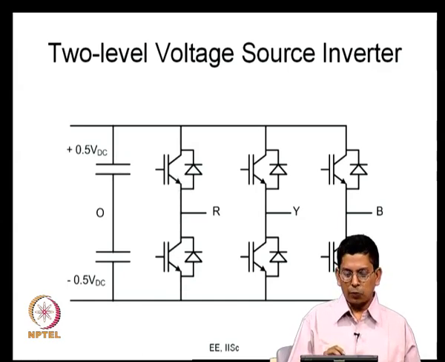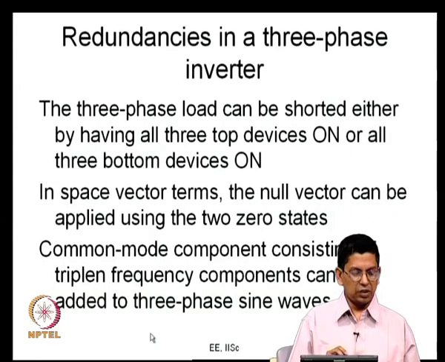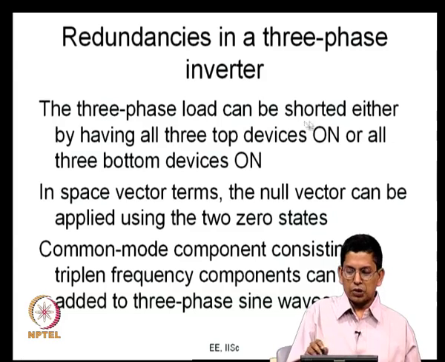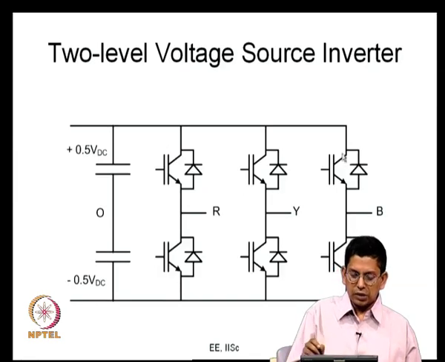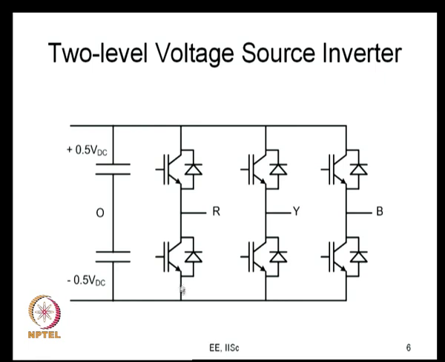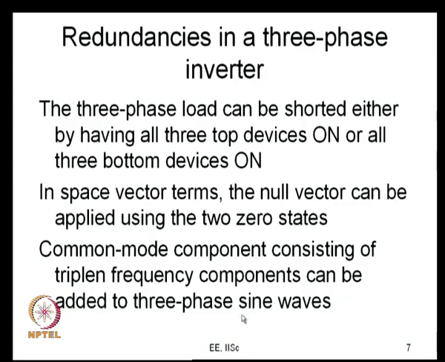As we have mentioned before, there are certain redundancies which are available in this voltage source inverter. So, what is that redundancy? A 3 phase load can be shorted either by having all 3 top devices on or all the bottom devices on. If you look here, let us say all the top devices are on, it shorts R, Y and B, that load is getting shorted. Or all the bottom devices can be on with the top devices being off. Once again R, Y and B are shorted. Thus, the load can be shorted in 2 different ways, either by having all the top devices on or all the bottom devices on.